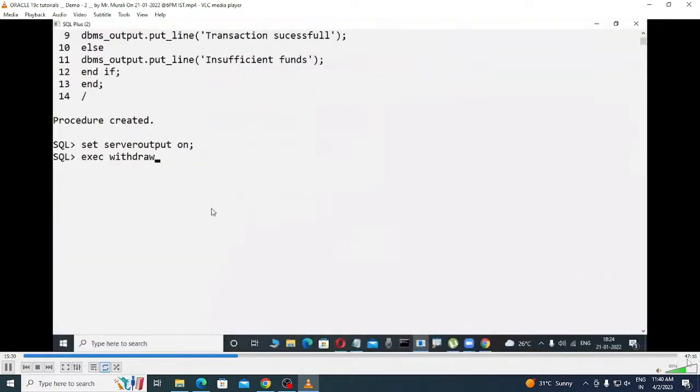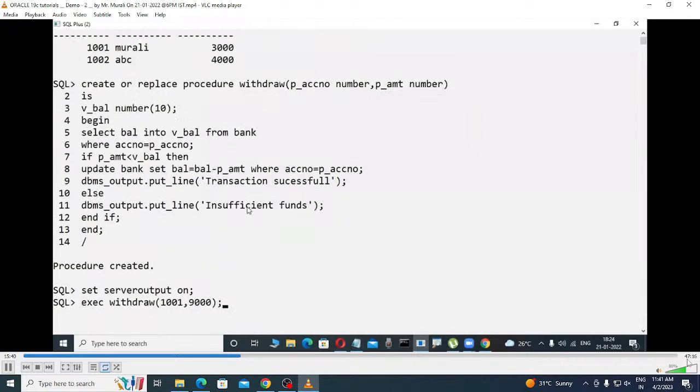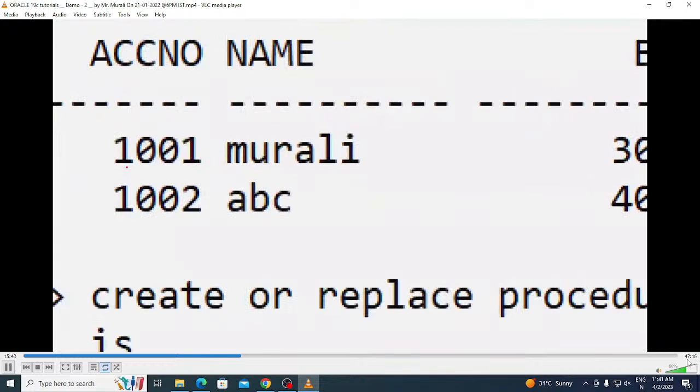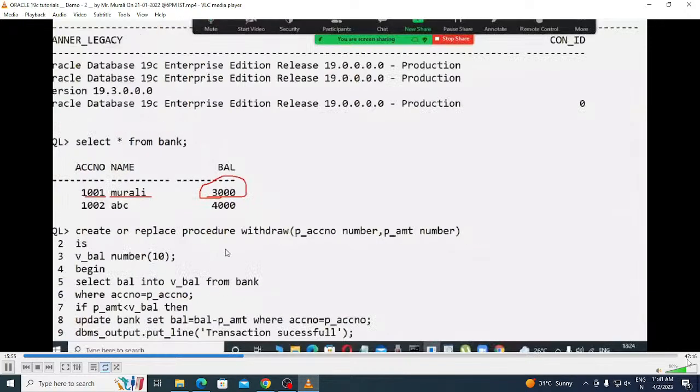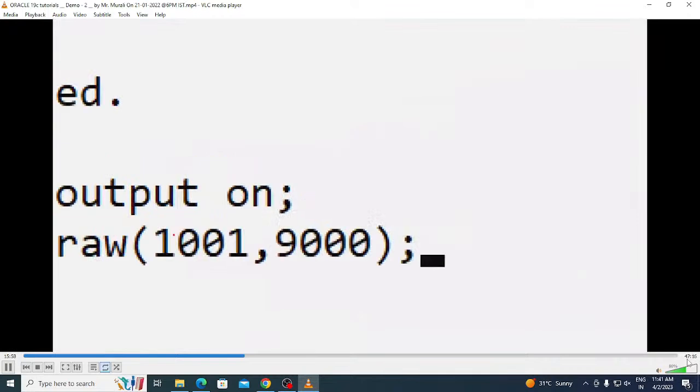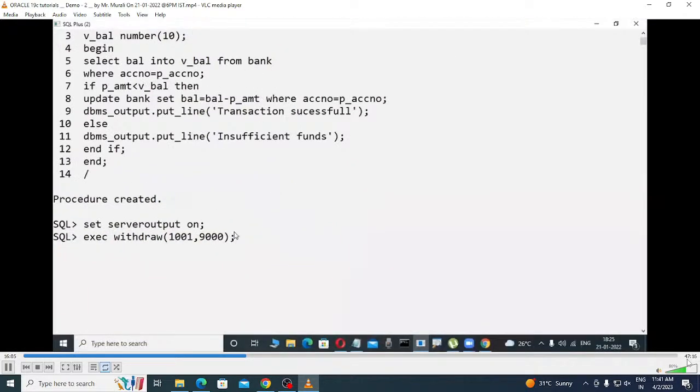Okay, fine. Here my account number 1001, I'm passing the account number, comma, I try to withdraw 9,000 rupees, for example. Observe here, slowly observe, the scenario, the logic. 1001 is my account number, Murali is my name. Now my balance is how much? 3,000. In my table, 3,000 is the current balance. Now with account number 1001, I try to withdraw 9,000.